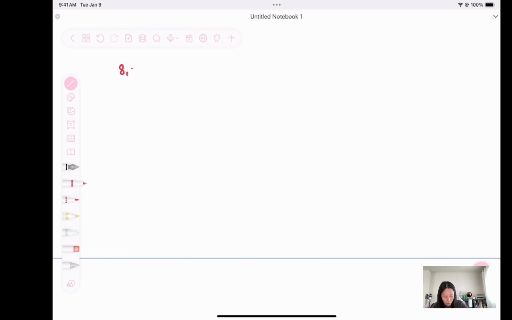In this video, we're going to talk about the variation with the shift, including the phase shift and the vertical shift. Let's do a recap.